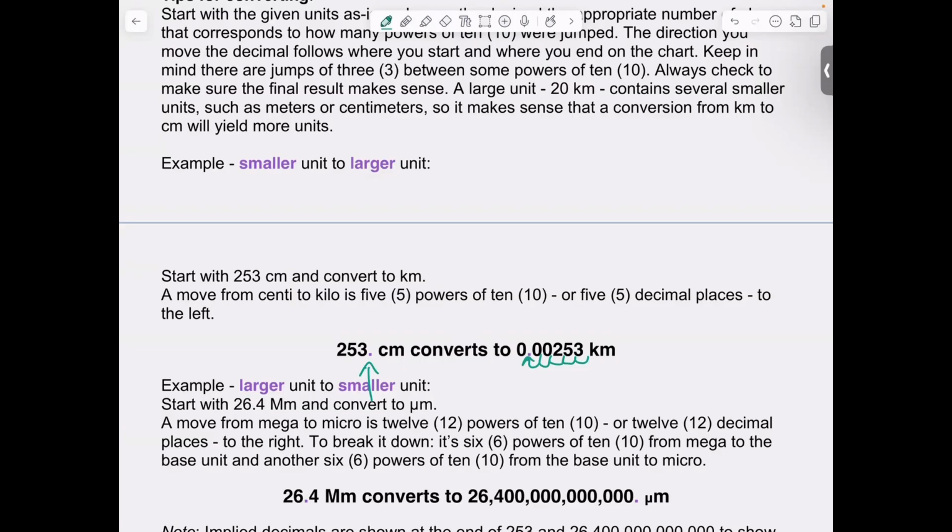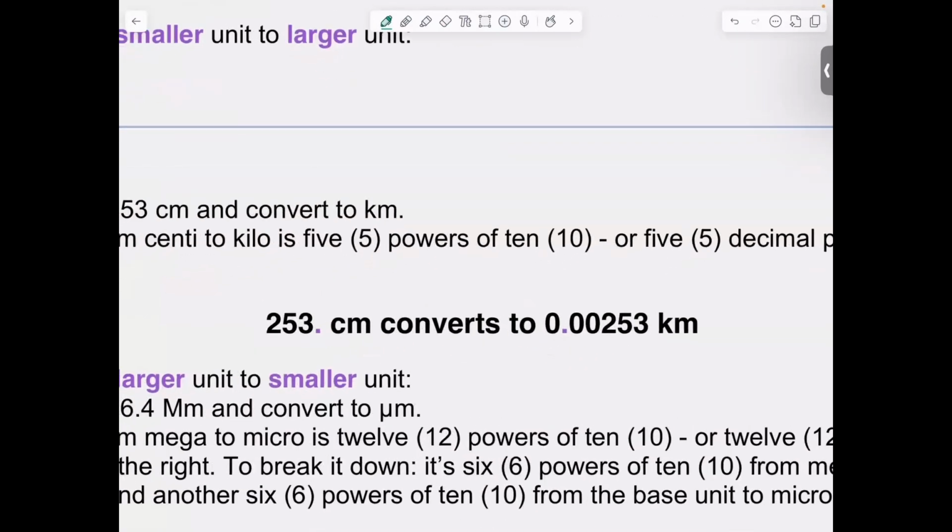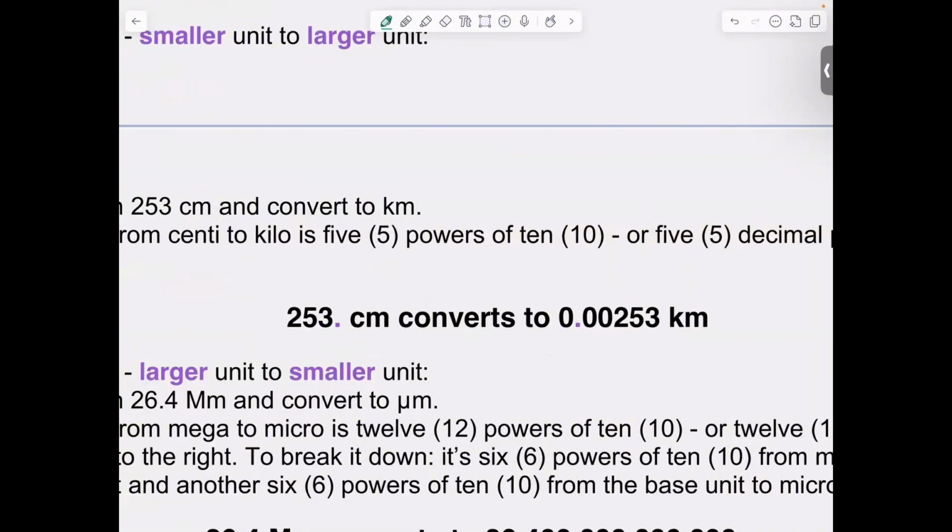So you notice to the right, I'm setting up the actual answer here. And I'm demonstrating the hops via the pencil, and I'll take it off just so you can actually see it a little bit better. And I'll zoom in. Here we go. So 253 centimeters converts to 0.00253 kilometers. There you go. That's it. That's a done deal.